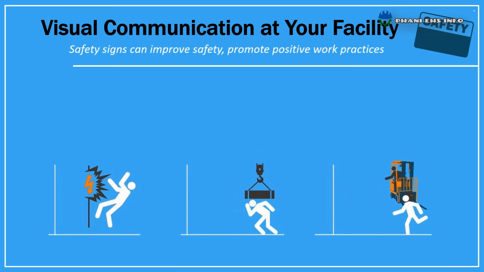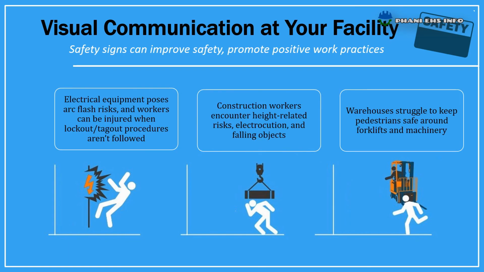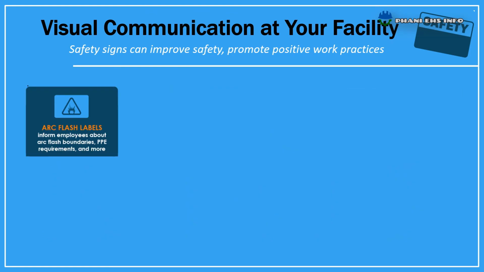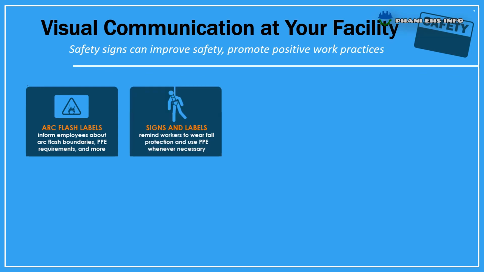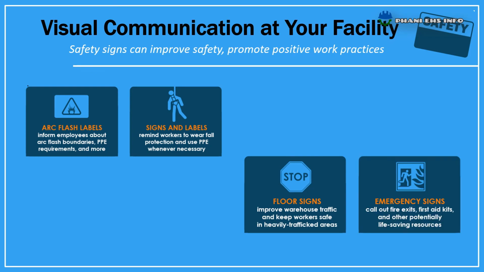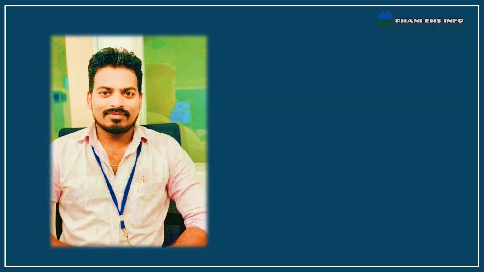Safety signs can improve safety and promote positive work practices. In most instances, visual communication can alert workers to hazards and offer best practices for staying safe. For example, arc flash labels inform employees about arc flash boundaries, PPE requirements and more. Signs and labels remind workers to wear fall protection and PPE wherever necessary. Floor signs improve warehouse traffic and keep workers safe in heavily trafficked areas. And emergency signs call out fire exits, first aid kits, and other potentially lifesaving resources.